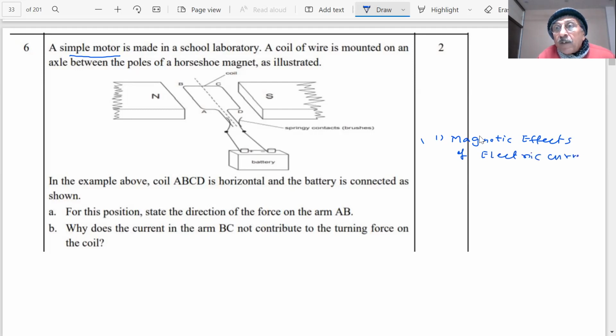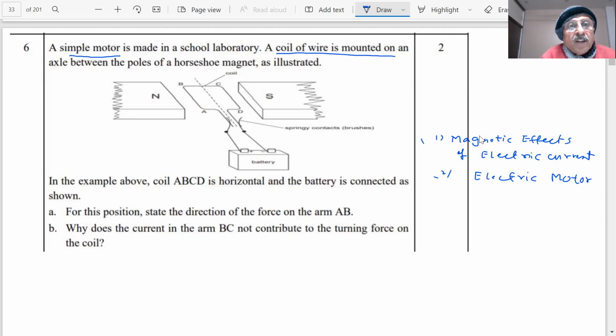And you know what we are talking about here, what he has given. It is a simple motor. It is an electric motor, student. You can see the diagram, electric motor. It is given in your NCERT book. In a school laboratory, a coil of wire is mounted on an axle between the poles of a horseshoe magnet.